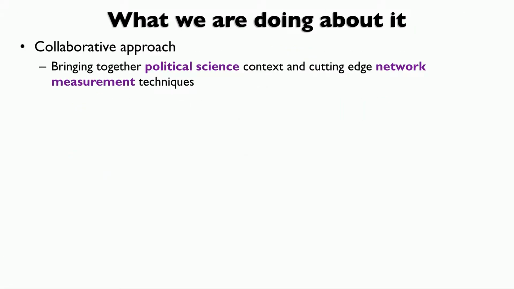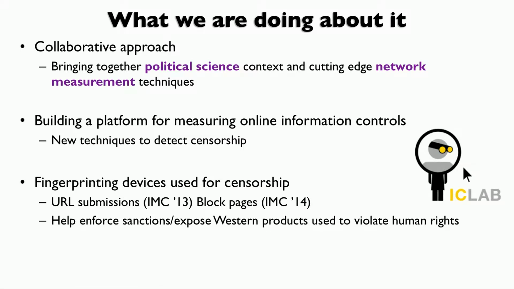What we're doing about this in my lab is we're taking a collaborative approach. We work with political scientists who reveal interesting local contexts and cases that we can measure around the world, and we design new network measurement techniques that allow us to better understand where censorship is happening, as well as how it's actually being implemented. At the heart of our work has been the ICLab project, which is a global ongoing monitor to monitor internet censorship around the world.